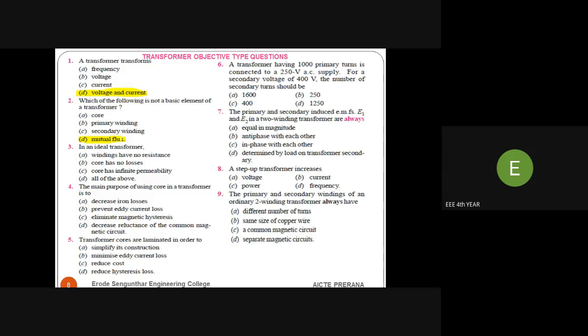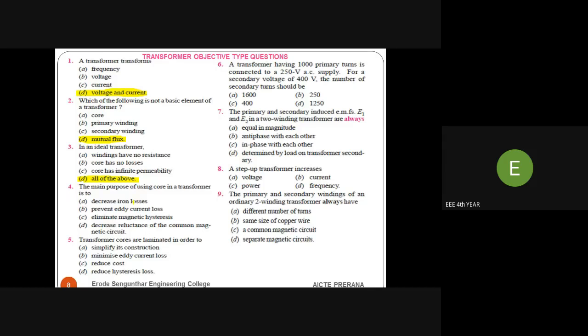In an ideal transformer: the windings have no resistance, the core has no losses, the core has infinite permeability, or all of the above. The ideal transformer has the following properties: the windings have no resistance, the core has no losses, the core has infinite permeability. The correct answer is all of the above.